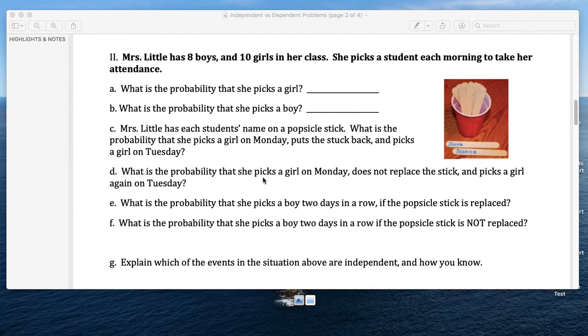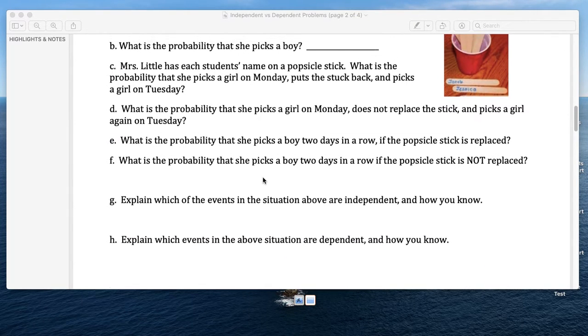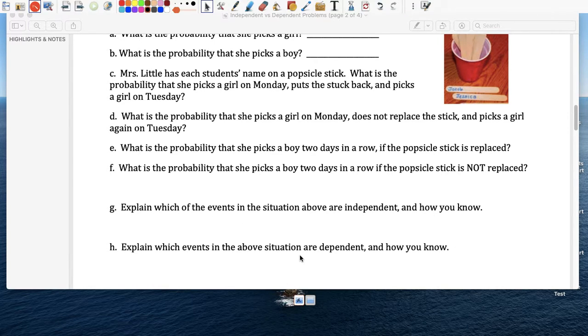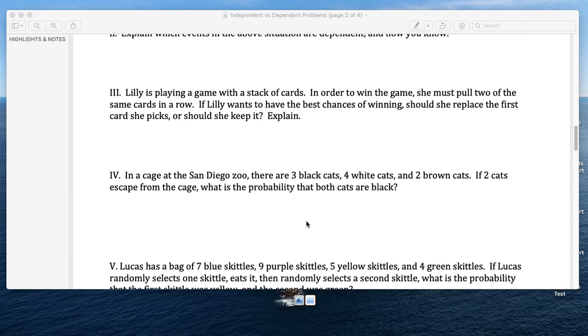Okay. And obviously, the dependent ones were the questions where she did not replace the sticks, which was D and F. Okay. And again, why? Because the total changed, right? And there was one less boy for the second day.